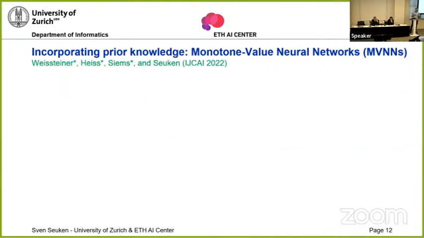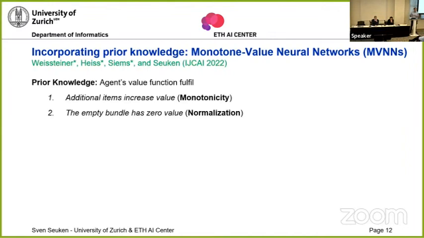Now, one shortcoming of all of the work I showed you so far is that it was ignoring any kind of prior knowledge about this domain that we are looking at here. Turns out in this combinatorial assignment domain, be it auctions, be it course allocation, two properties usually hold true. One is monotonicity, meaning that an additional item can only weakly improve your value. And second, that the empty bundle has zero value.